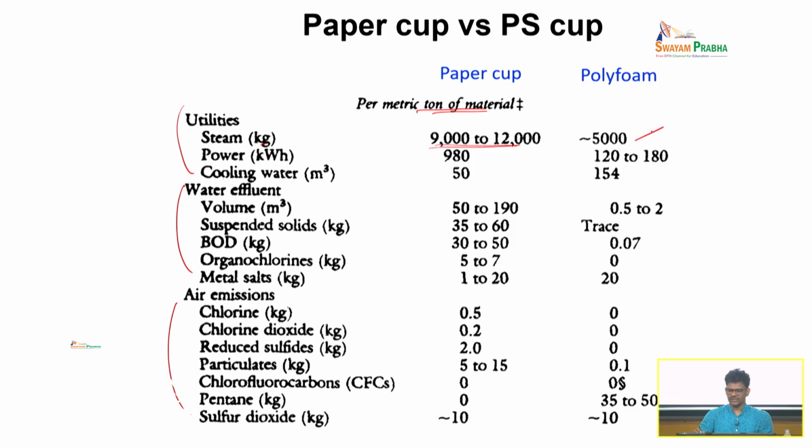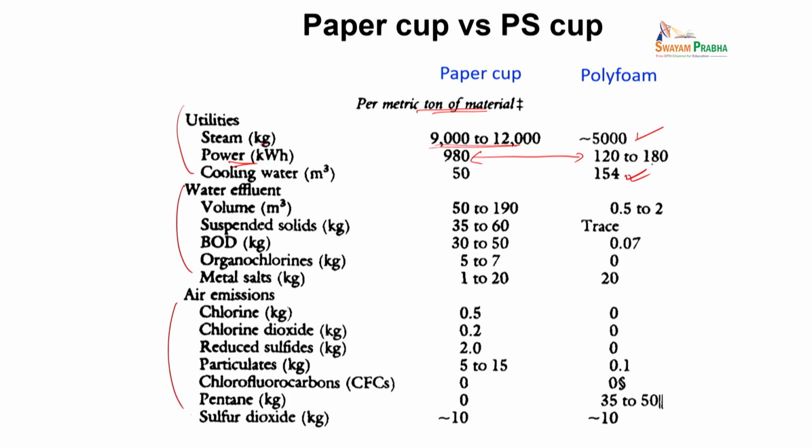Even then, you see that the steam utility is half, or 50% less, in the case of polyfoam. If you look at the power required, again we see a larger difference, 4 to 5 times. Cooling water requirement: polyfoam requires 3 times more than paper cup. In terms of effluent, this is given in cubic meters, that means thousands of liters. The paper cup produces a lot of waste effluent compared to polyfoam.